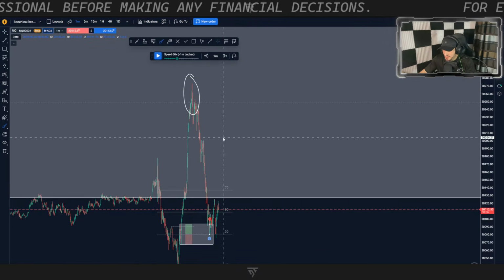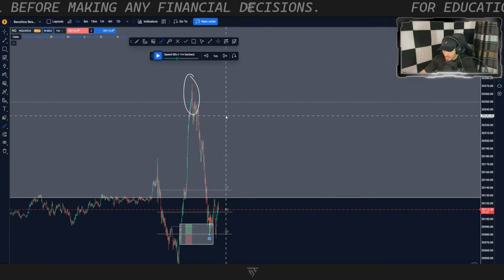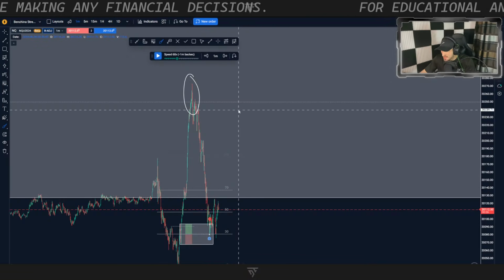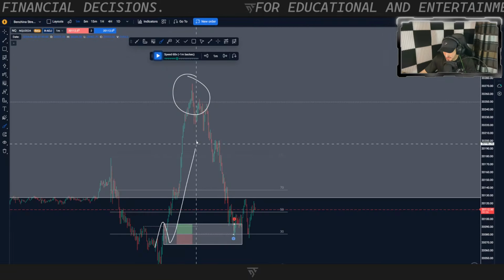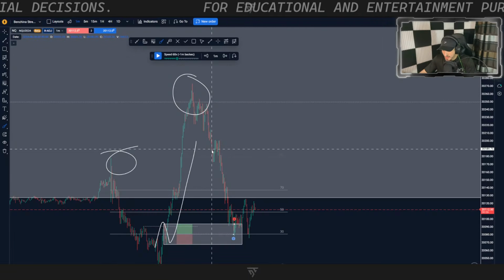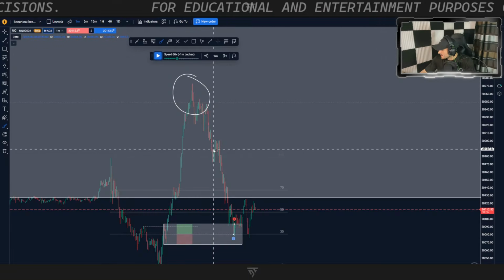I am, of course, going to give an explanation as to what this zone is, right? This is the last supply and demand zone responsible for the break of that high, right? That's what we're currently trading.